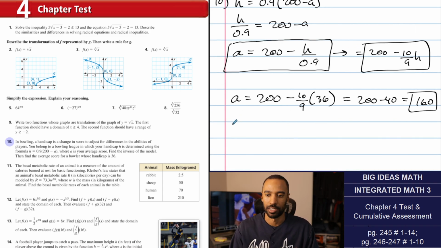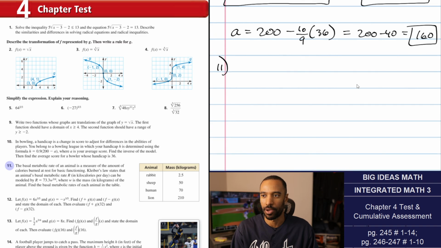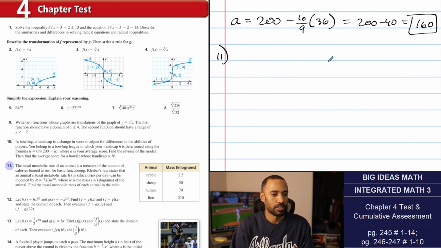Okay, number 11. So you can see these questions are very scattered. They are not going necessarily in progressive order from section to section. So go with the flow, guys. It's the whole chapter. All in radicals, rational exponents.